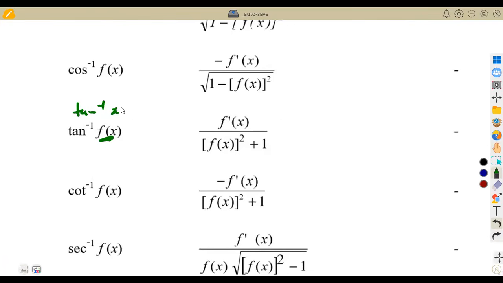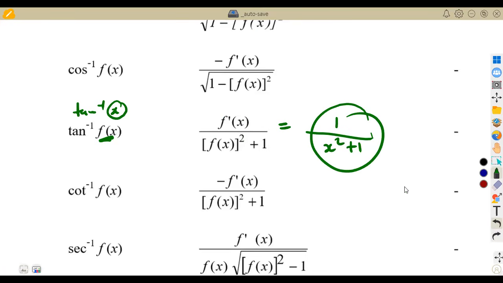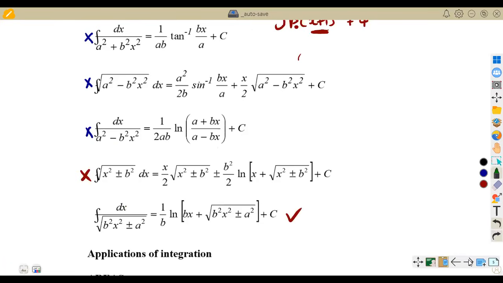So our f of x is x. On the formula, we are going to need f prime x, the first derivative of x, which is what? It's 1 over f of x squared plus 1. Our f of x is x, so it's going to be x squared plus 1. So this one is going to give us 1 over x squared plus 1. After integrating everything, we have used the formula directly, guys. I'm not going to redo this. I think you understand me.